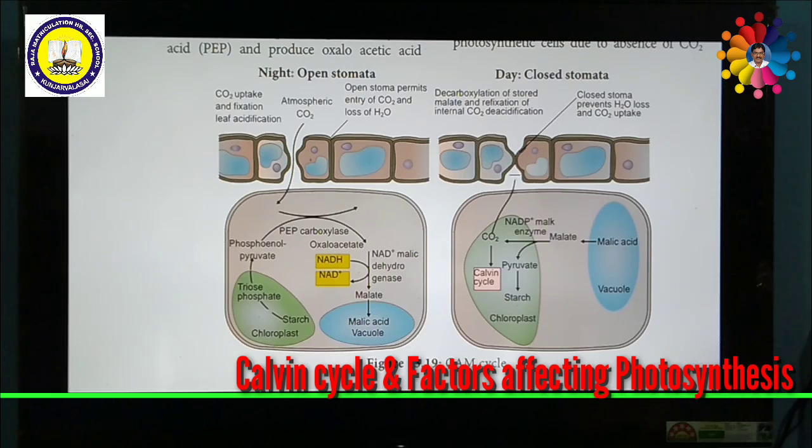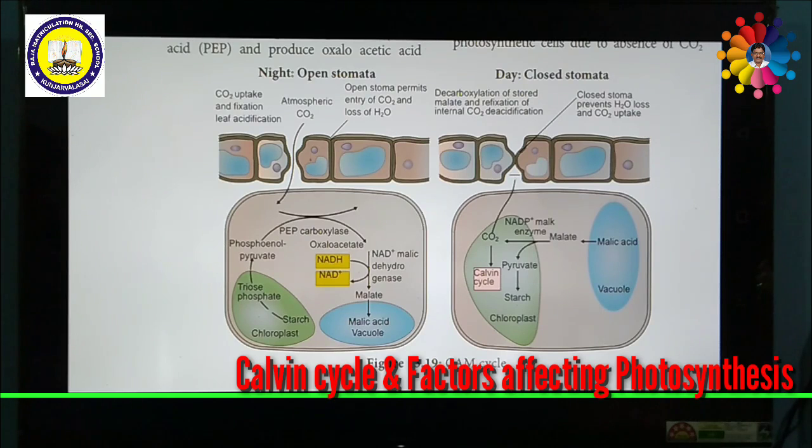So this is a reverse stomatal rhythm, which helps to conserve the water loss through transpiration and stops the fixation of carbon dioxide during daytime. That means if they were open during daytime, the excess amount of water would be evaporated due to the process of transpiration. Such things can be prevented by this method.